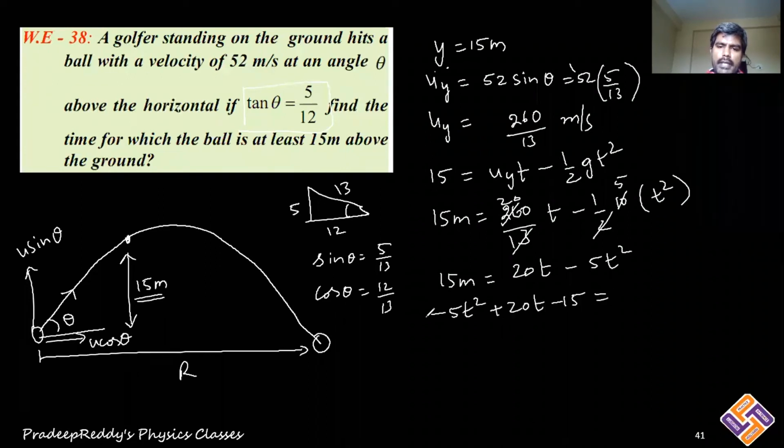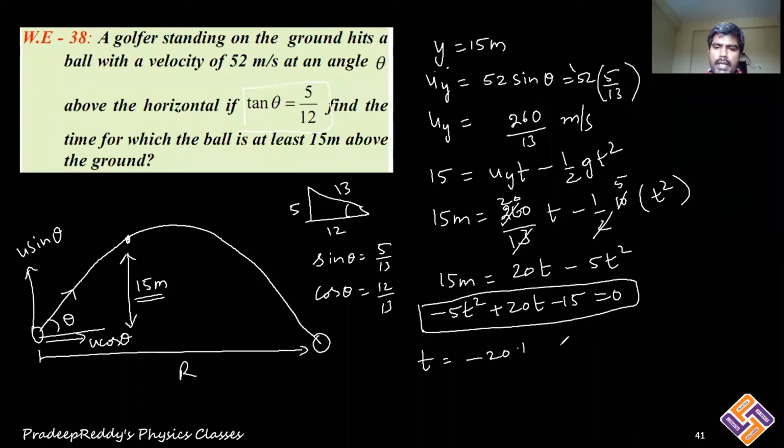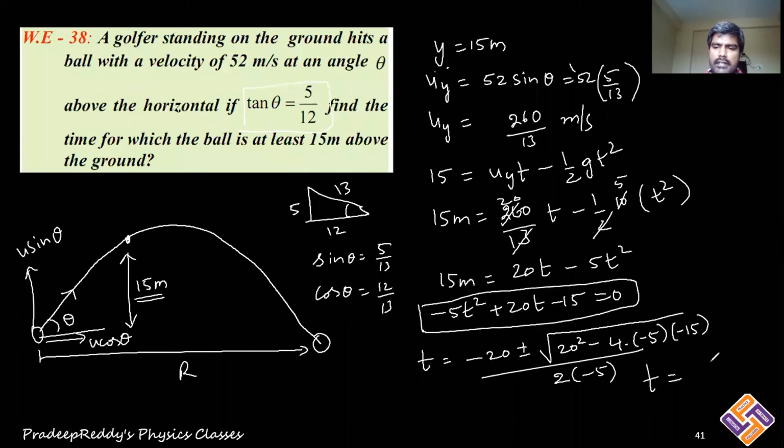You will be getting one quadratic expression, and from this quadratic expression you can find out the root. t is equal to minus b plus or minus under root b square minus 4ac, divided by 2a. a is minus 5. If you evaluate this, you will be getting the time taken, and that time is approximately 2 seconds.